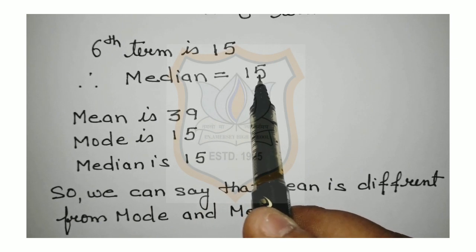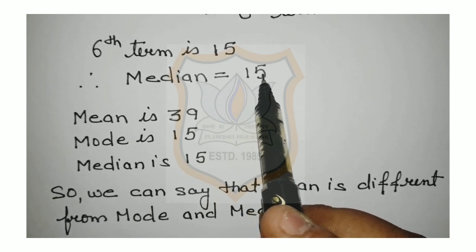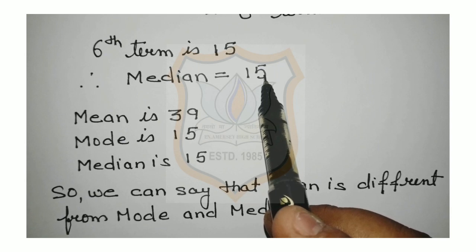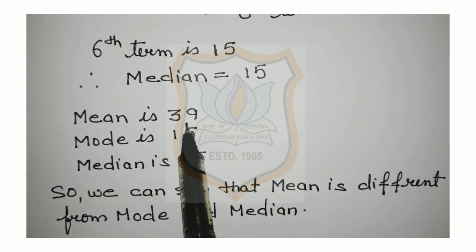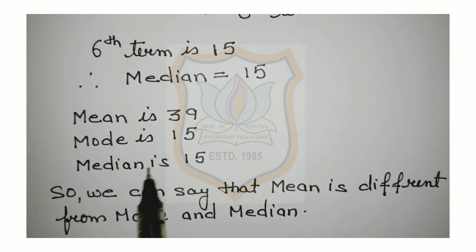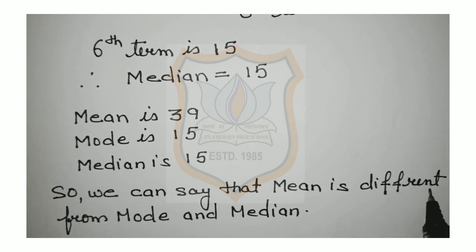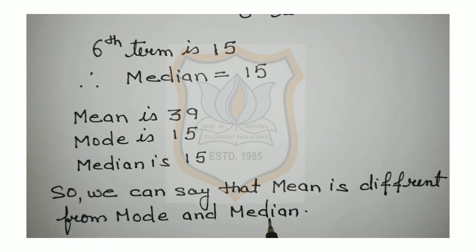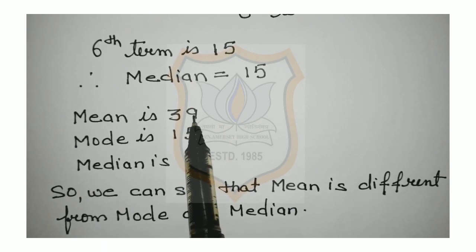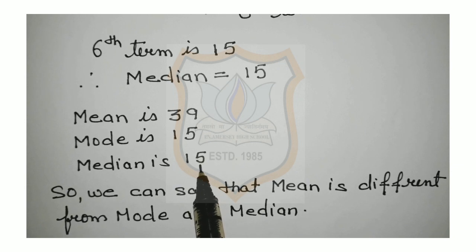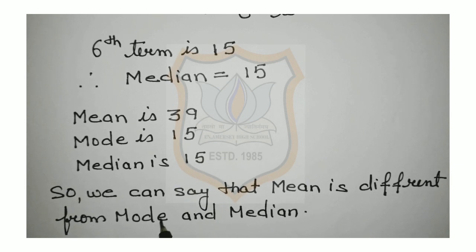Now we have to tell whether the mean, mode and median, the three of them, are the same or not. That also we have to tell. The mean is 39, which we have calculated, the mode is 15 and the median is 15. So we can say that the mean is different from the mode and median, because the mean is 39 and the mode and median are 15. In this way you have to write the answer of the question.